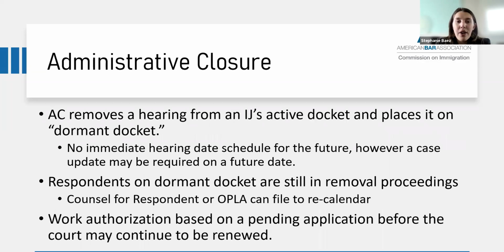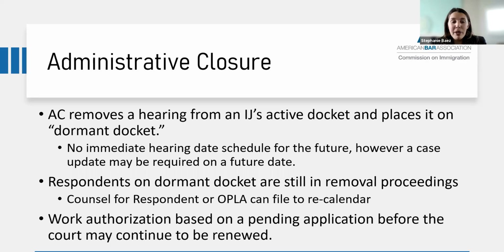Administrative closure, on the other hand, is kind of hitting the pause button on your client's case in immigration court. The case would be removed from the active docket and placed into a dormant docket. So no further hearing dates are going to be scheduled, but your client is still in removal proceedings. And either party can file to recalendar the hearing at any time.